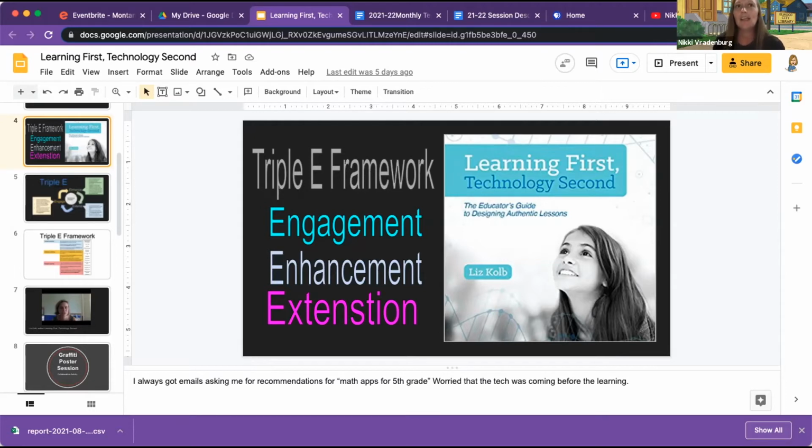Enhancement means it makes the experience better. We could not learn what we need to learn without the technology. It really does make the lesson more rich and provides students with opportunities for learning that they wouldn't have otherwise. And extension means that it brings the learning beyond the classroom walls. It takes the learning outside of the regular setting and allows the opportunity to think about what they're doing from a broader, more community-based perspective.